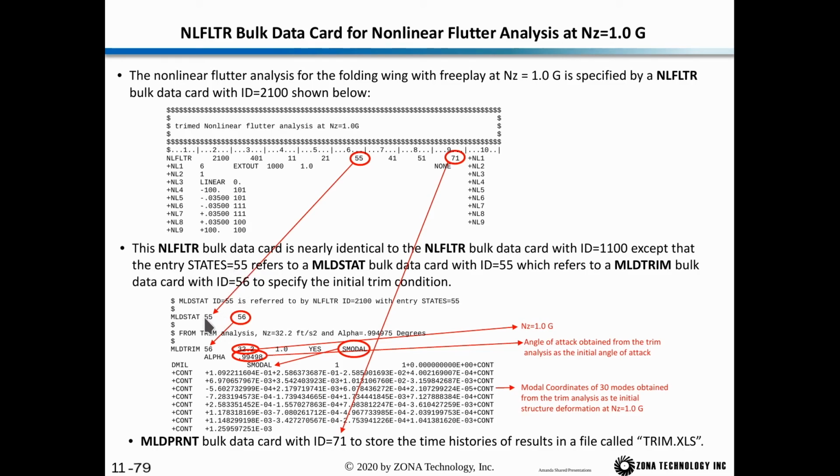555 refers to the MLD stack card, which then refers to the MLD trim card, which specifies the initial trim condition. So our load factor of 1 is specified. G is 32.2, NZ is 1, and our alpha is 0.99498 degrees. And then the modal coordinates of the 30 modes obtained by the trim solution are copied and pasted from the trim output to our nonlinear flutter input shown here. And the MLD print card with ID 71 is used to store the time histories onto the file trim.xls.